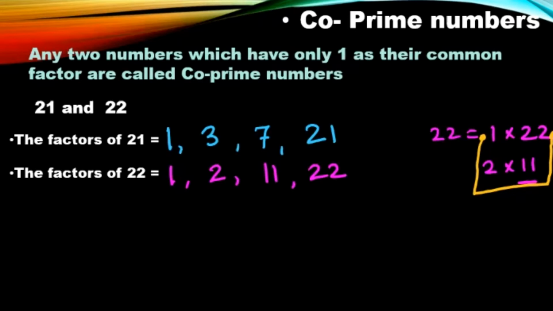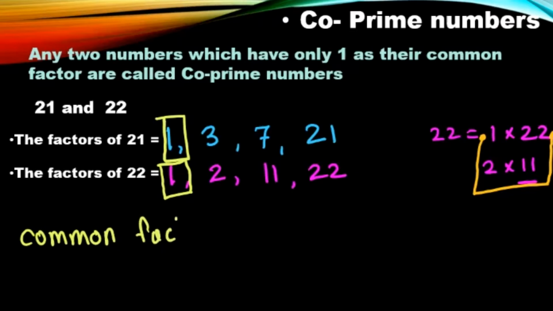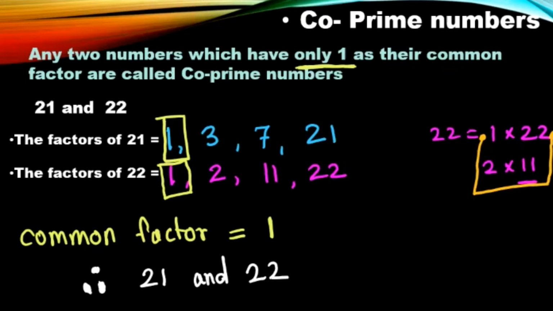After that, we will find out the common factor. Now, what do we mean by common factor? The numbers which are present in the list of 21's factors and also in the list of 22's factors. And here we got only one number, that is 1. That's why the common factor is 1. And from the definition, if only 1 is the common factor, then these two numbers are co-prime numbers. And therefore, 21 and 22 are co-prime numbers.